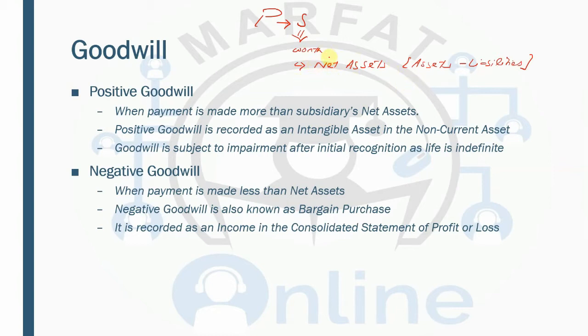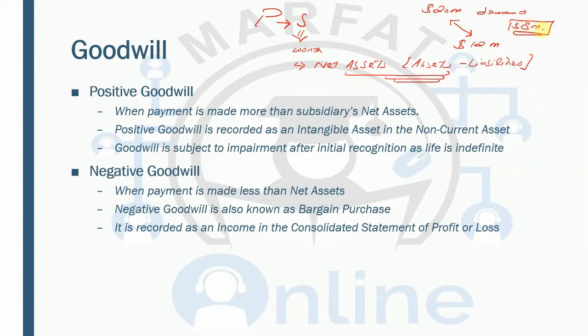Now, when they are buying the subsidiary, maybe the subsidiary is demanding more than what their net assets are worth. For example, their net assets are worth 12 million, but they are saying that they will be willing to sell the company for 20 million. 20 million is the demand. Now obviously there's a difference between the 20 million and 12 million, which is 8 million.